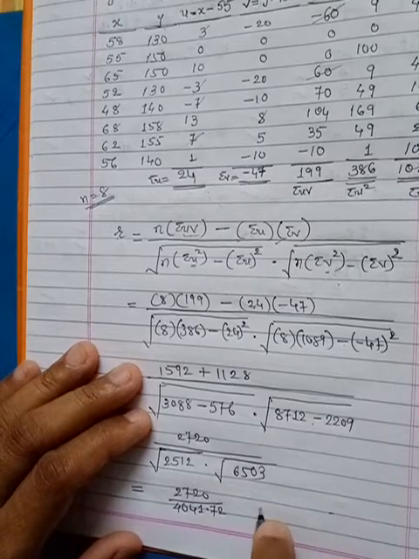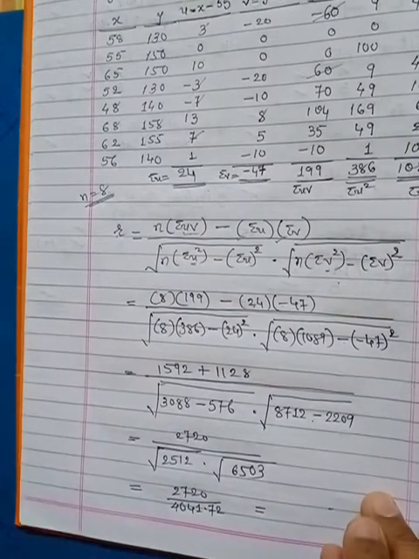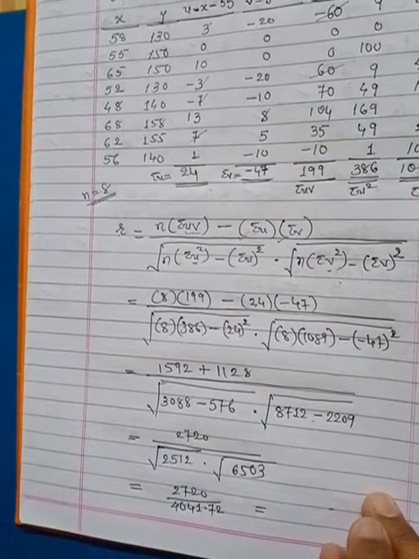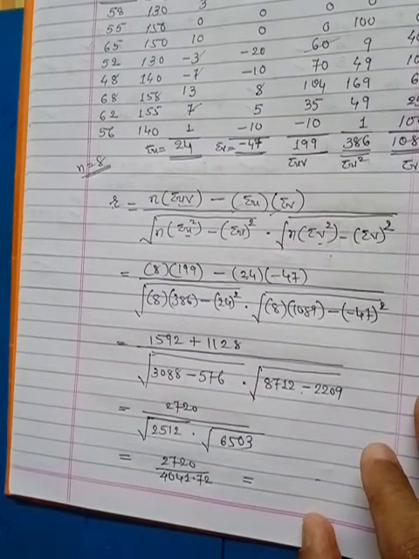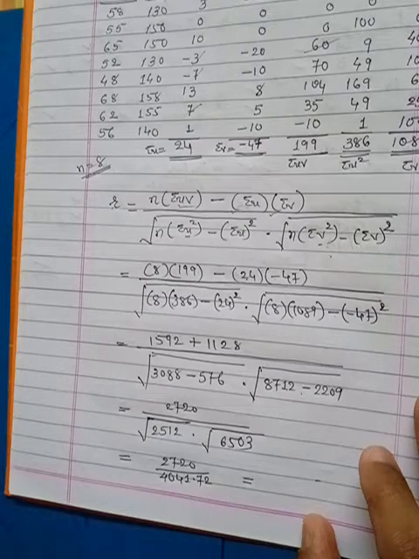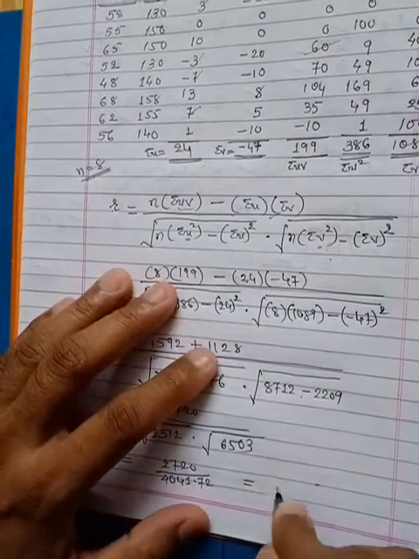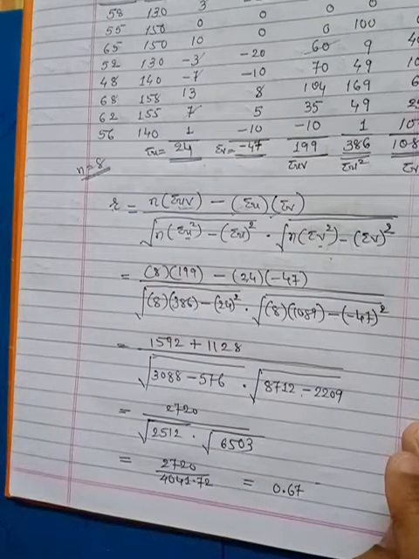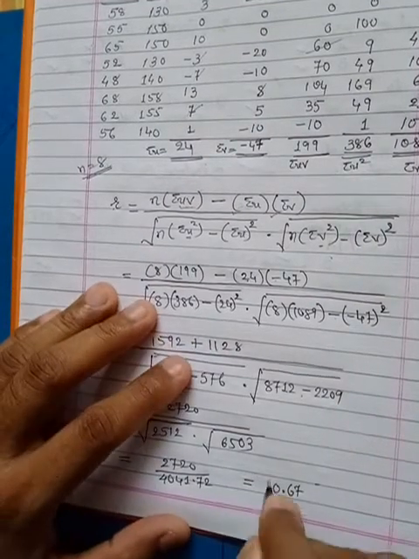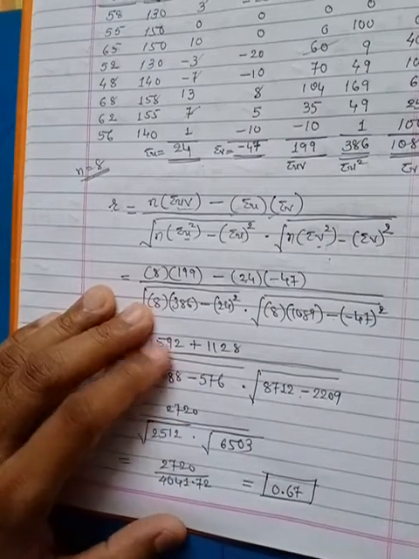4041.72. So the value of r now is 2720 divided by 4041.72, that comes to 0.67. It is 0.67. That is your value of r.